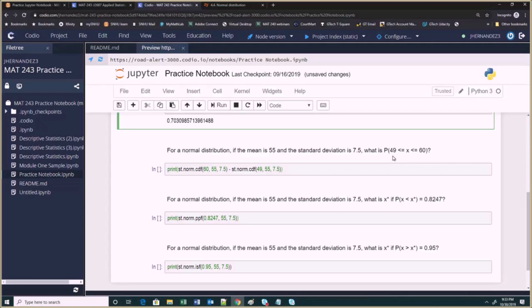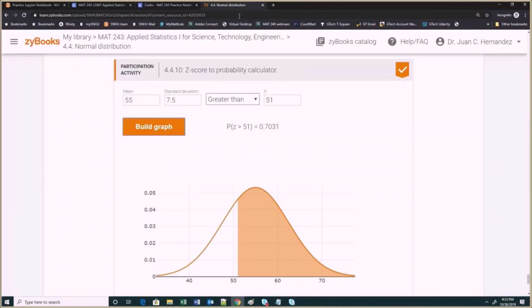Let's do this in the Zybook calculator first, and then we'll come back here. So let's actually visualize this first. So 55, 7.5, 49, and 60. So for this case, I'm going to pick between, and you'll notice that automatically the calculator now has two inputs. So I'm going to put 49 here and 60 here and build the graph. And as you can see, now the area that gets highlighted is between those two critical values, and it is 0.5357. So how do we solve this in Python?